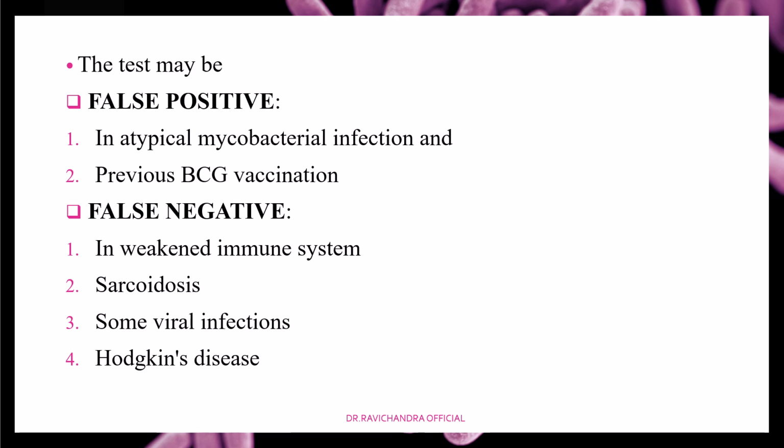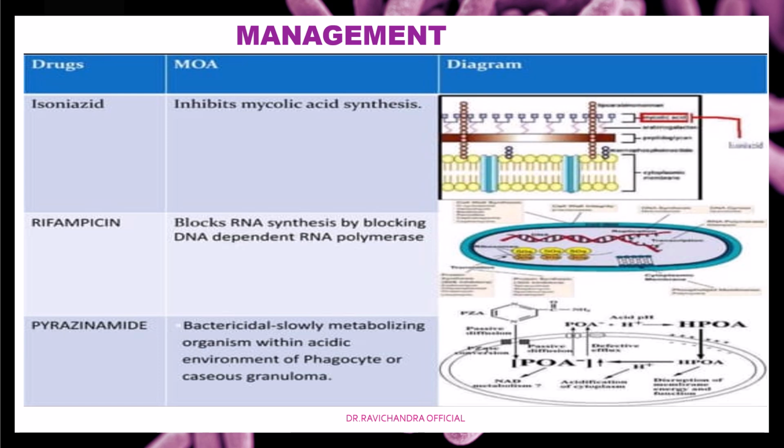There may be false positives or false negatives. False positives are seen in atypical mycobacterial infections and previous BCG vaccination. False negatives can be seen in weakened immune system, sarcoidosis conditions, some viral infections and Hodgkin's disease.